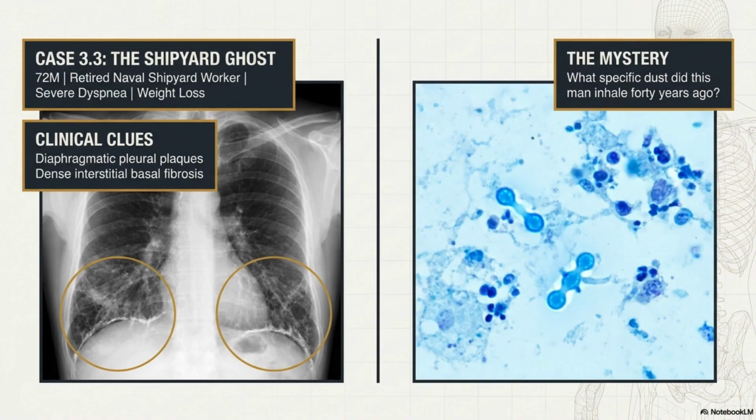Let's start with case 3.3, the shipyard ghost. We have a 72-year-old male who is a retired naval shipyard worker presenting with severe dyspnea and weight loss. On imaging, the clinical clues reveal diaphragmatic pleural plaques and dense interstitial basal fibrosis. The mystery we need to solve is, what specific dust did this man inhale 40 years ago?